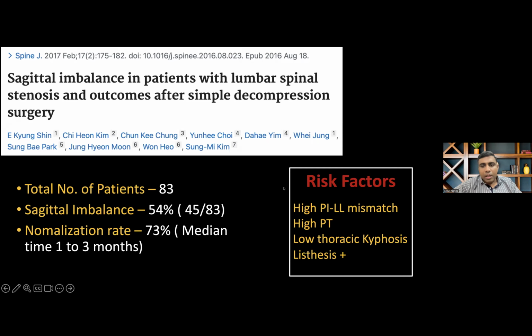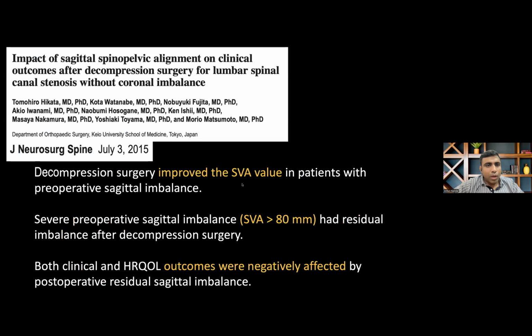Whenever there is a listhesis, or whenever there is a huge difference between the lumbar lordosis and the pelvic incidence of the patient. So we know that the pelvic incidence is the angle between the bicoxofemoral axis and a 90-degree line drawn from the S1. So whenever the pelvic incidence is high and lumbar lordosis is low, these are the patients who are likely to have post-operative sagittal imbalance.